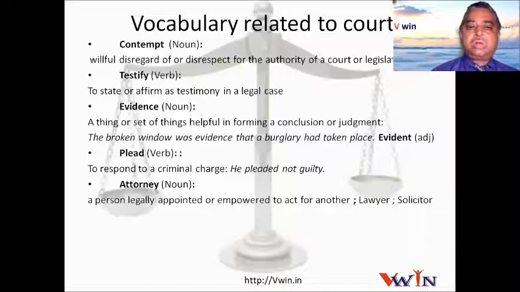Attorney. Attorney is a person who has been legally appointed or empowered to act for another. So many a times a person can hire an attorney who is going to attend the court case on behalf of that person. This person is known as attorney. The other simpler words are lawyer or solicitor.